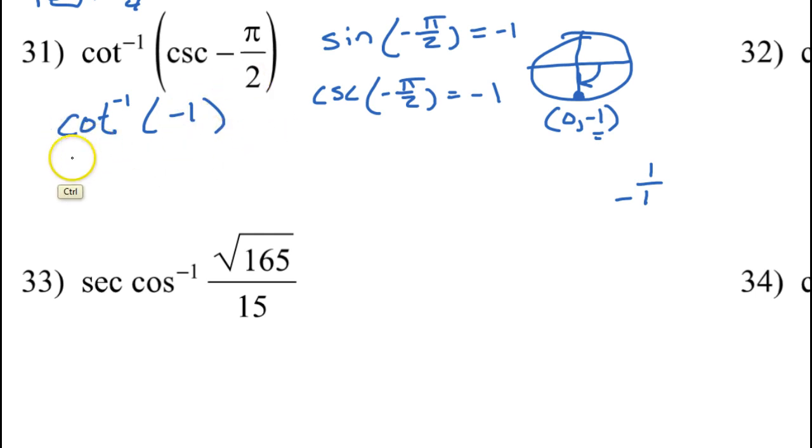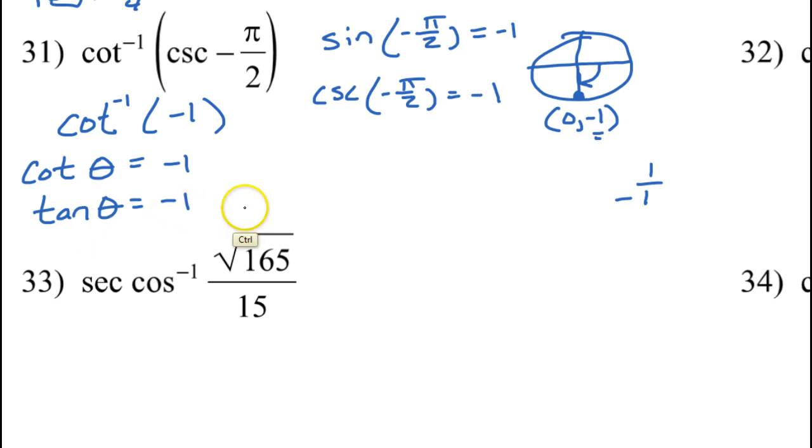So now I can just ask myself, the cotangent of what angle is equal to negative 1? Because that's what an inverse trig function means. All right, what angle will give you this answer? I'm more comfortable with tangent, though. So I'm going to take the reciprocal of both sides. So I will say the tangent of what angle is, and the reciprocal of negative 1 is still negative 1. All right, so the tangent of what angle is negative 1?